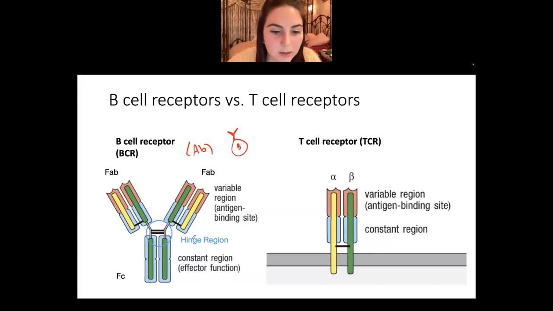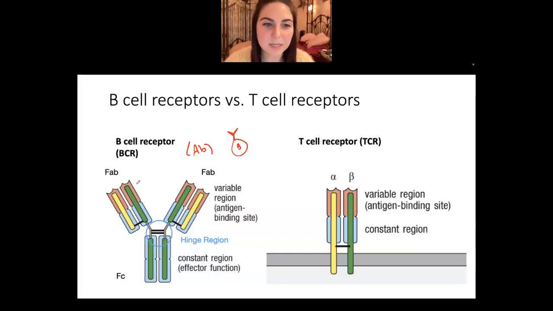So we're going to talk about the different parts of an antibody. We'll go into some detail of it, but I just wanted you to see the B cell receptor versus the T cell receptor and see how they differ. I like this picture because it color codes it, and you can see it is similar, but it's different.